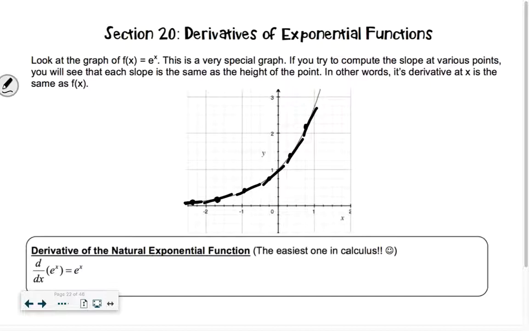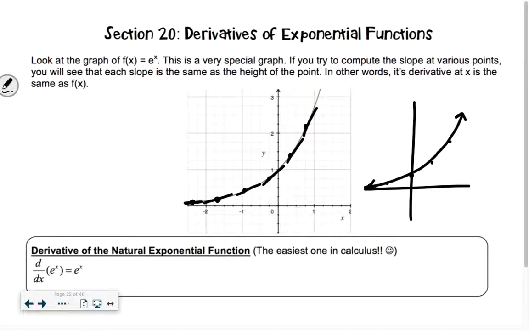Okay, if you graph all of the slopes, if you're like, oh, my slope was like 1/4, and then it was like 1/2, and then it was 1, and then the slope was 3/4, and so on, what actually happens is the derivative of e to the x, so the slopes of e to the x, make e to the x, okay? So the derivative of e to the x, it's the easiest one in calculus. It's e to the x.